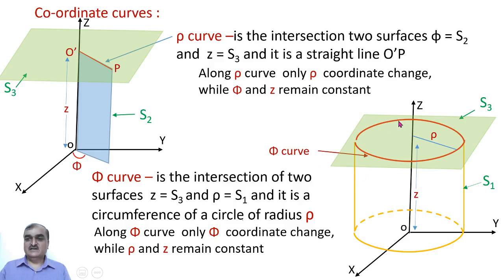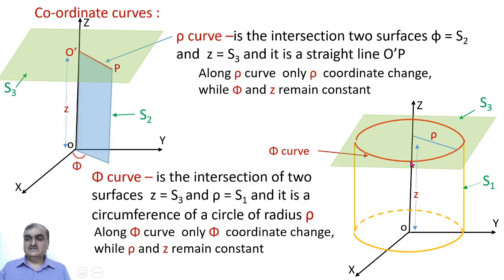If we observe this red circle, then along this red circle, the value of phi varies from point to point. But the value of z is constant and the value of rho is constant, because all points on this circle are at a distance rho from the z axis. Therefore, rho is constant. And all points on this circle are at a distance z from the xy plane. So rho constant, z constant, but phi varies from point to point.